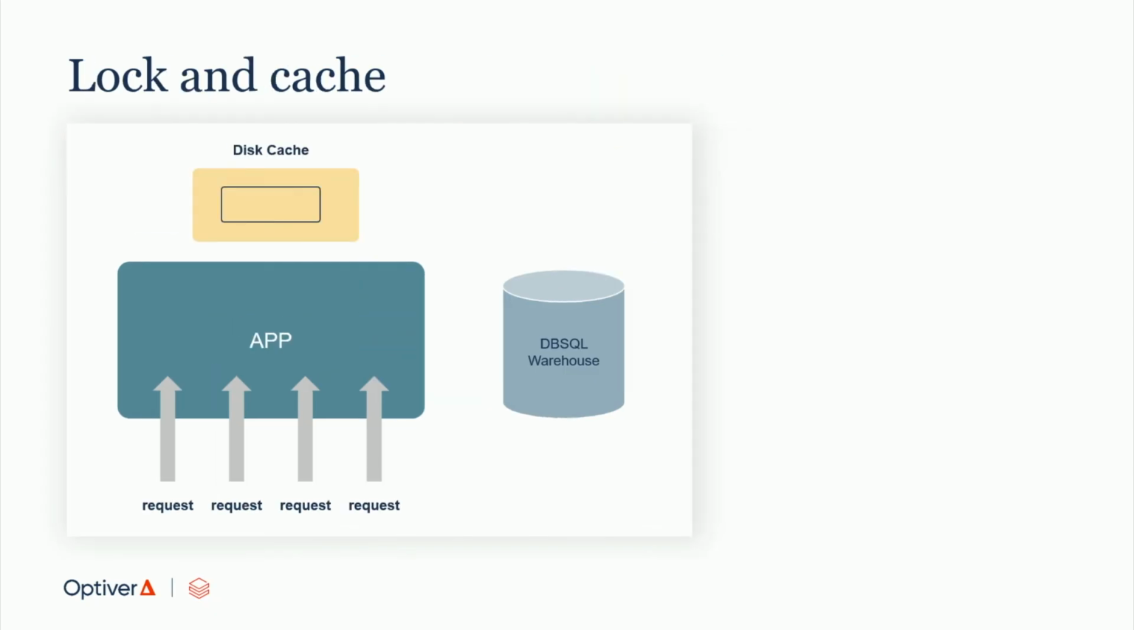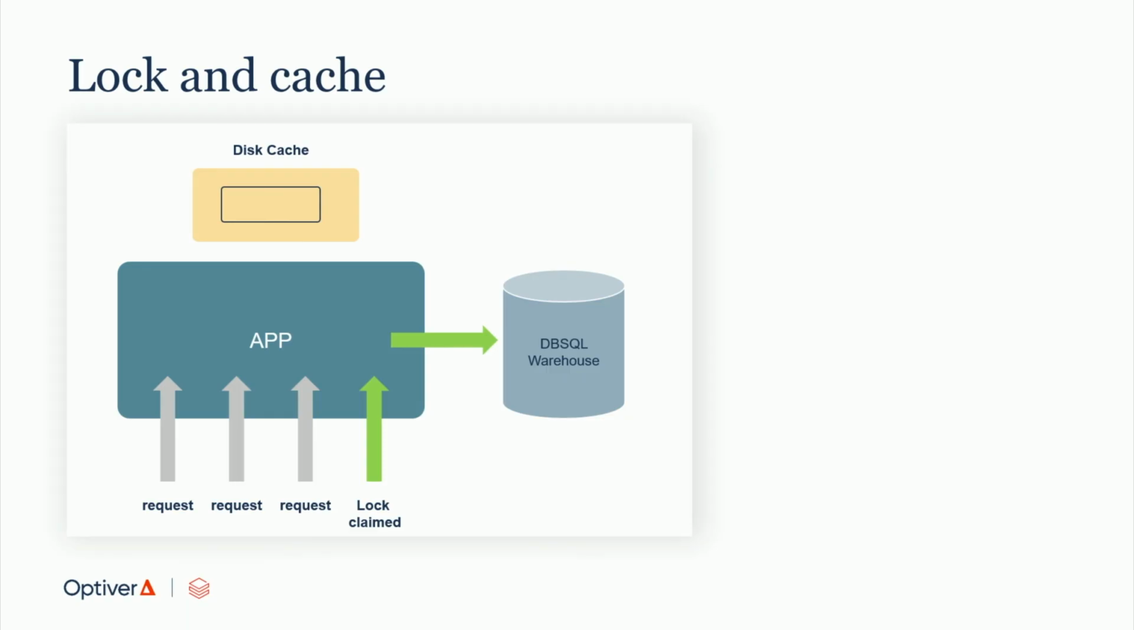So to solve this dashboard overcrowding problem, we introduced a lock and cache mechanism. Here's how it works. When multiple users hit the dashboard at the same time, they are all trying to trigger the same query. However, instead of letting all of the requests go straight to the warehouse, the app would first check a disk-based cache. If the result is still fresh, within a certain TTL, we would serve it immediately. If not, the app would try to acquire a lock.